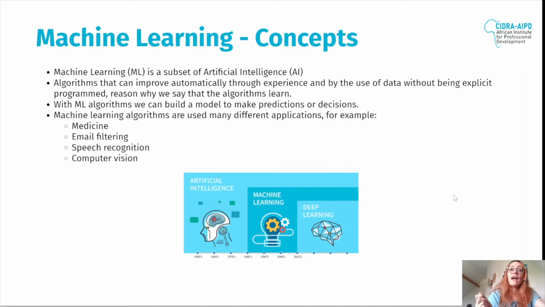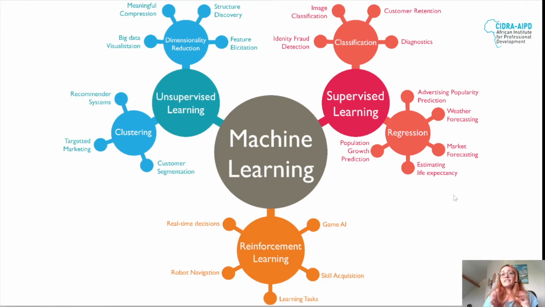We can also do speech recognition, computer vision, reinforcement learning. There are so many different applications that we can have with these models. And machine learning is not one thing. This chart, this image, shows you the different types of machine learning algorithms that we can have.